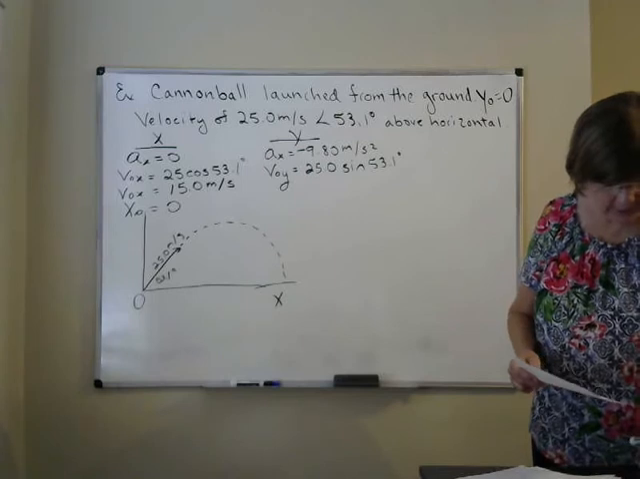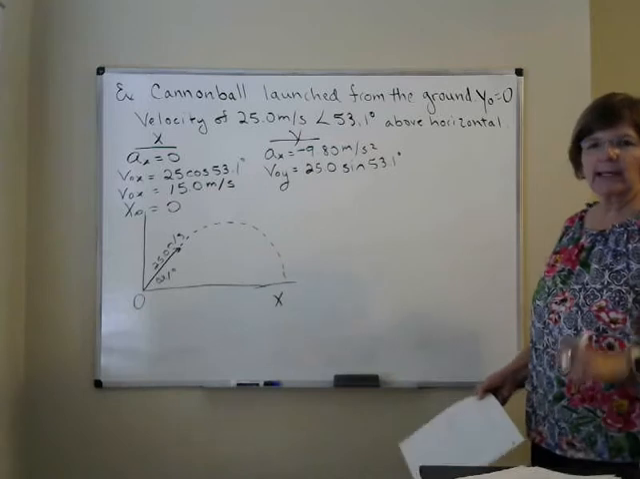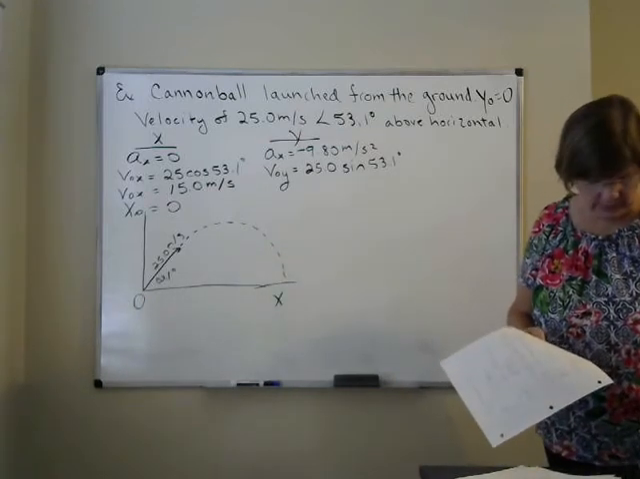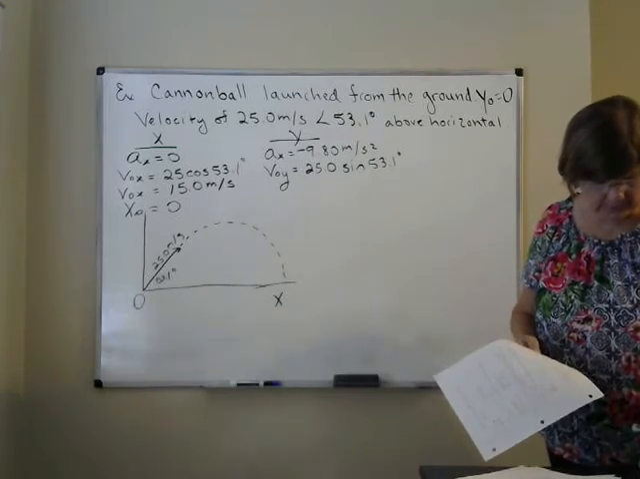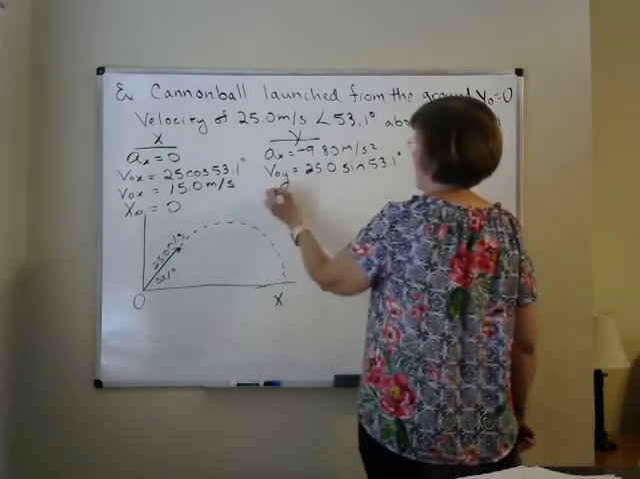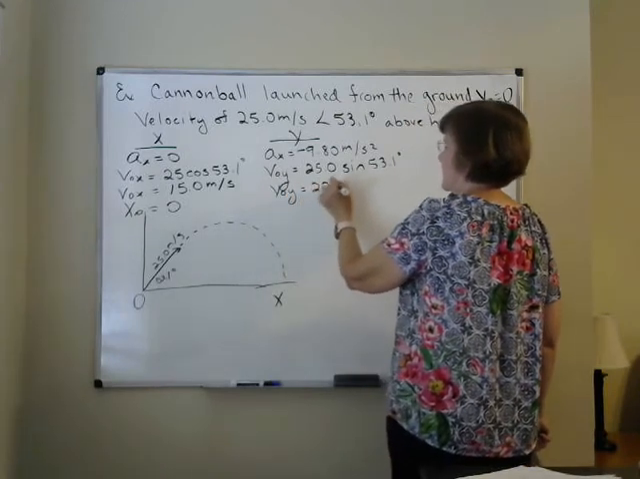It sure did. I was in radians and not degrees. Guys, be really careful when you type things in a calculator that you're in degrees. 25 sine 53.1. That comes out to be 20.0. Thank goodness. That was the answer I was looking for.